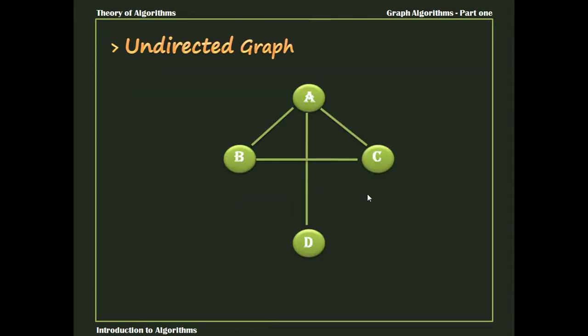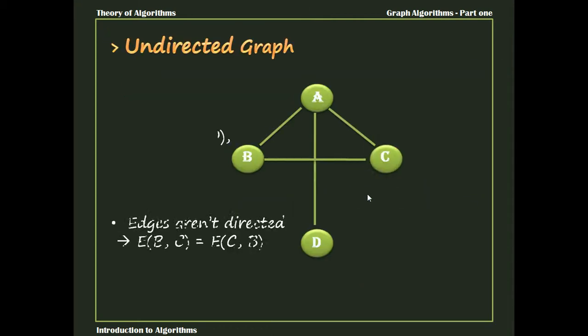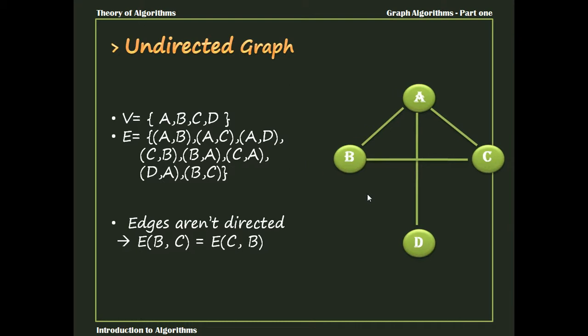This is an undirected graph. It consists of 4 nodes and 4 edges. Can you name the nodes and edges? The nodes are A, B, C, and D. The edges are AB, AC, AD, CB, BC. Note that the edges are not directed. No arrows are used, hence, edge BC is the same as CB.